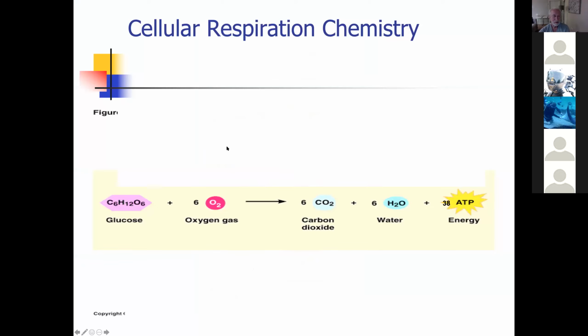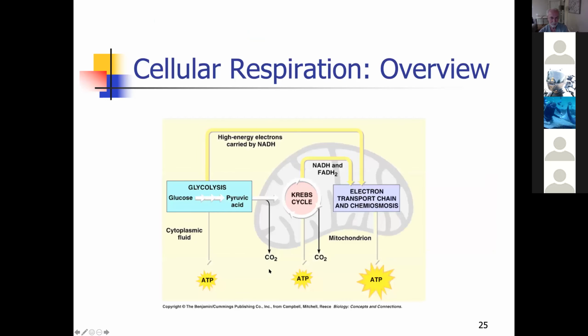So the overall chemistry of respiration: a glucose molecule plus 6 molecules of oxygen, O2, will yield 6 molecules of carbon dioxide, CO2, plus 6 molecules of water, plus 38 molecules of ATP. That's the overall chemical reaction. And this is simply a review of what we've been talking about.